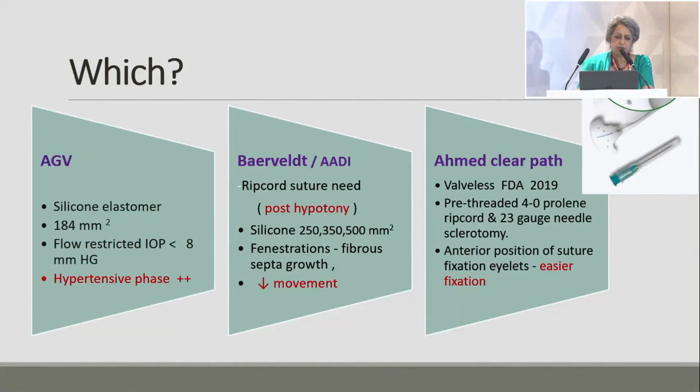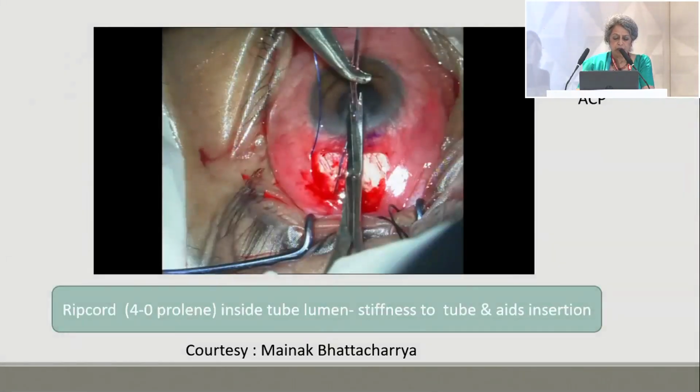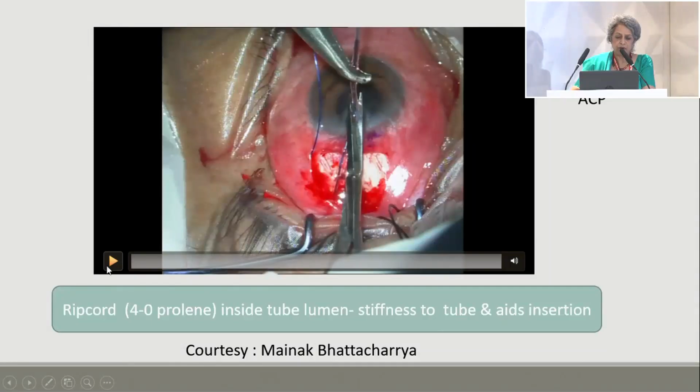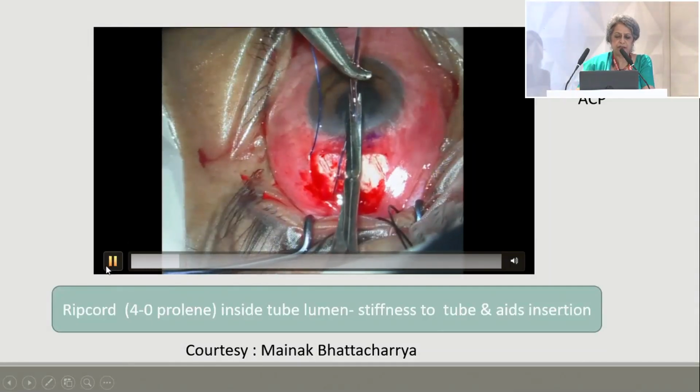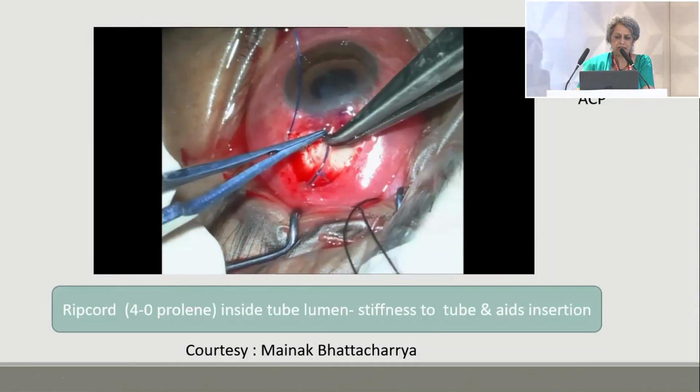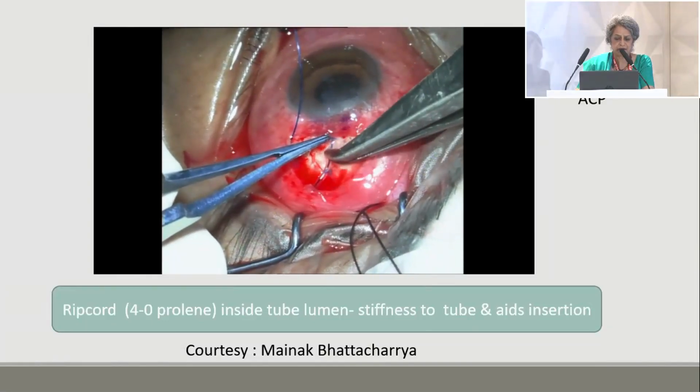Hypertensive phase, we know, is more in AGV. Baerveldt has more hypotony. And ACP is an easier fixation. A few pointers for the three: you have already seen the beautiful videos of Murli, so I will not be taking much time. But for the ACP, the insertion technique is much easier.